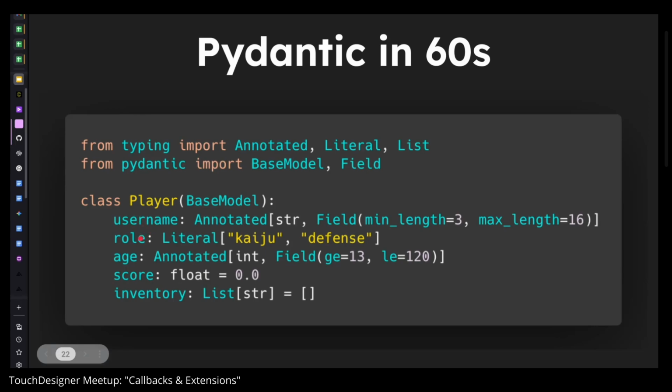We got a username, we got a role, we got an age, we got a score, we got an inventory. But these have validation that happens at the time that we instantiate the object. The username has to be between 3 and 16 characters. The role is a literal. This comes from Python here, but it's got to be a kaiju or a defense. I was making a kaiju game.